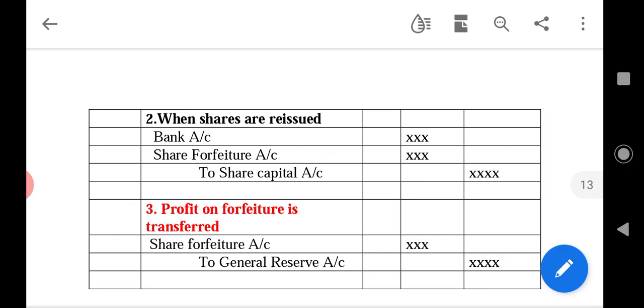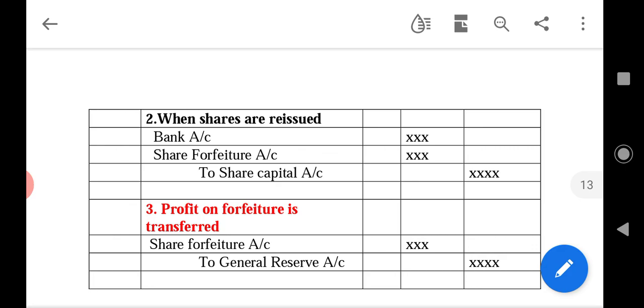This entry is recorded only when all the shares are reissued. That means all the cancelled shares are reissued. For example, you cancelled 100 shares and you reissued all the 100 shares. In this situation only, you have to take the total net profit and transfer it to general reserve.